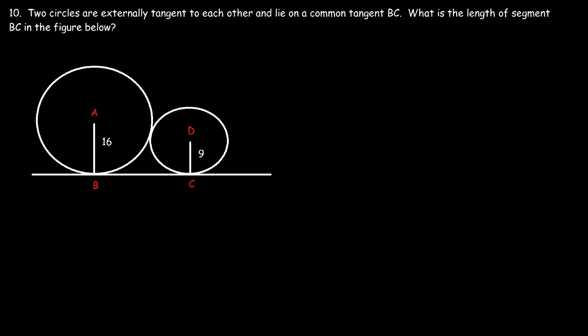Number 10. Two circles are externally tangent to each other and lie on a common tangent BC. What is the length of segment BC in the figure below? So first, what does it mean that the two circles are externally tangent to each other? It means that they intersect at exactly one point, and that point of intersection occurs where the two circles lie outside of each other. If they were internally tangent, it would look something like this.